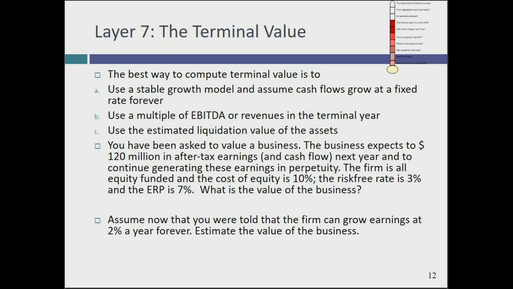Let's get to the terminal value. To get the terminal value, there are three ways I can get there. One is to use a growth model and compute the present value of a growing perpetuity, that magical equation we use. The second is to use a multiple of EBITDA or EBIT, or an exit multiple of some sort. The third is to estimate a liquidation value for the assets of the company. Two of these three are okay. First, let's rule out the one that is not okay. Which one should you never do?